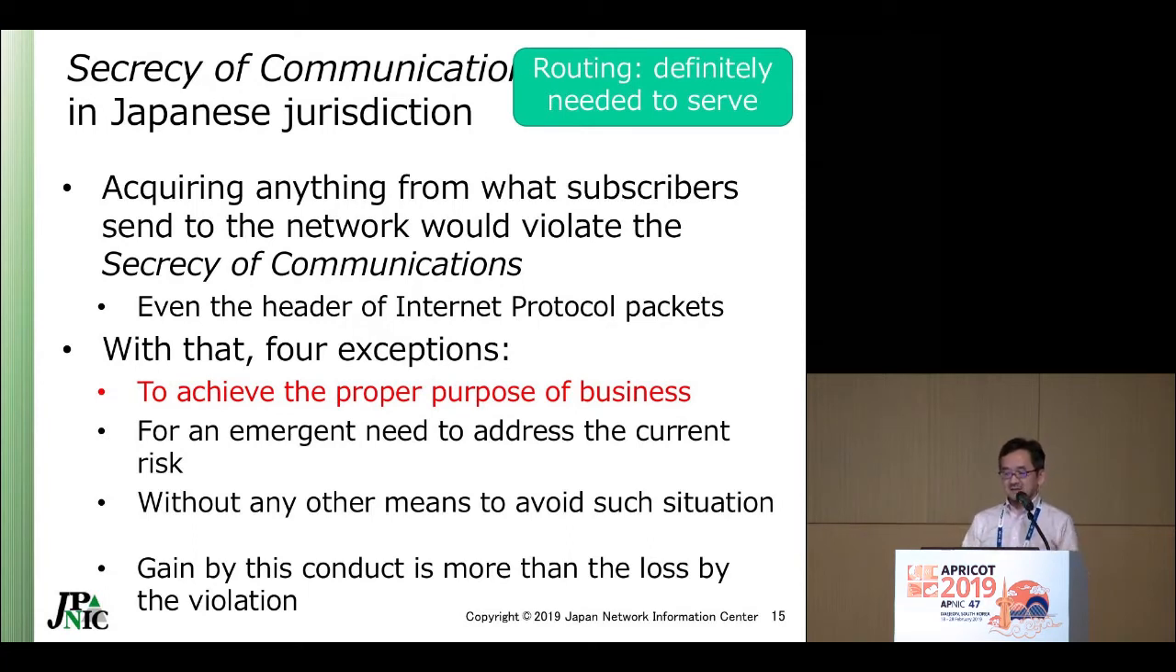Routing itself is acquiring the IP address information from the packet. It is a violation of the secrecy of the communications, but it is definitely needed for the purpose of the business, which is routing the packet and delivering it to the destination. So it is now legal because of this reasonable exception to violate and infringe the secrecy of the communications.